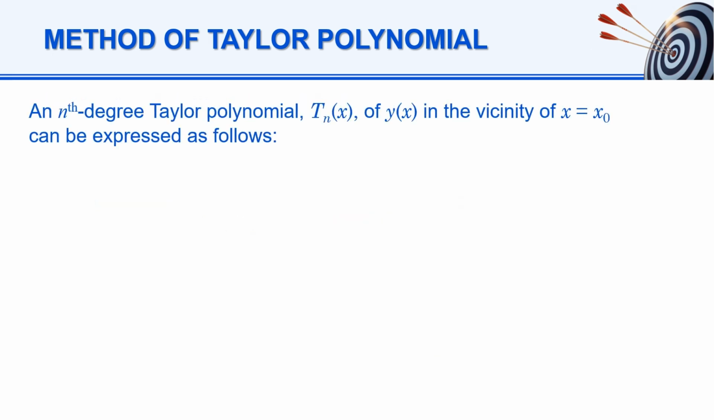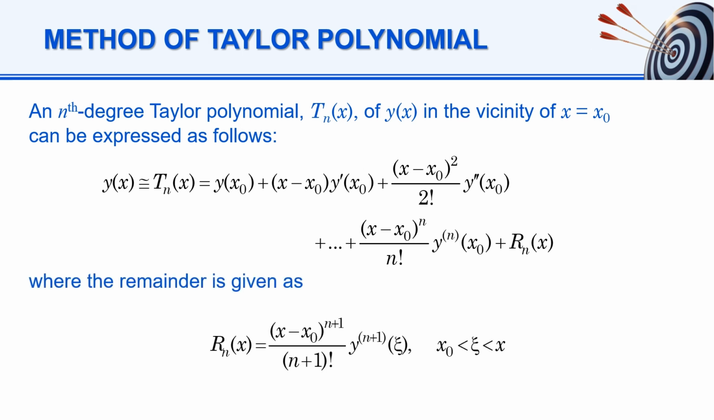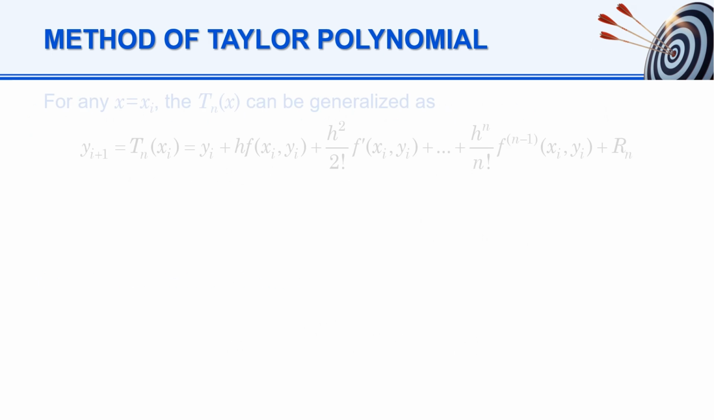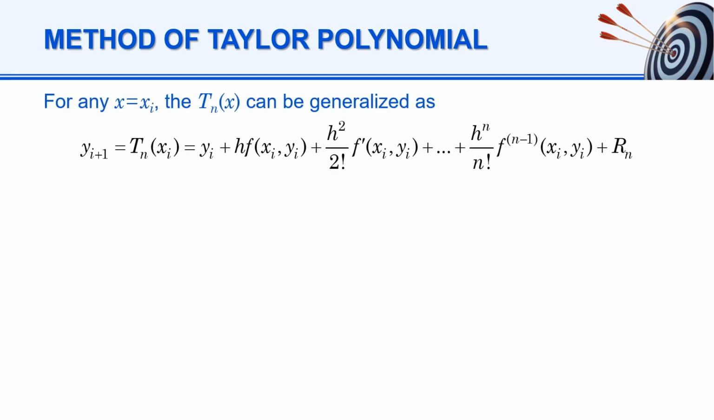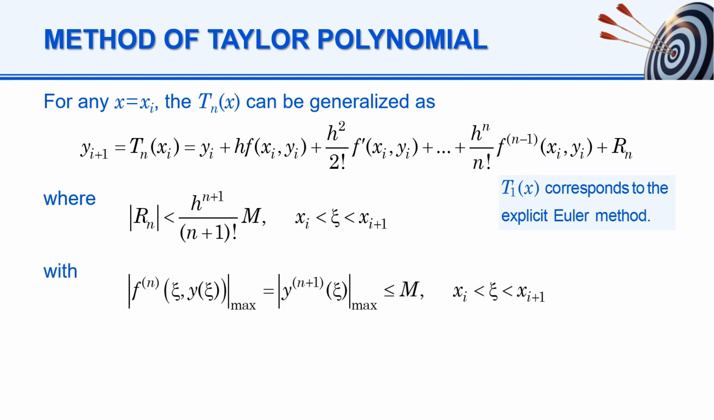An nth-degree Taylor polynomial, Tn(x) of y(x) in the vicinity of x equals x0, can be expressed as follows, where the remainder is given as, for any x equals xi, the Tn can be generalized as. Note that T1 corresponds to the explicit Euler method, and the remainder takes the following form, with.